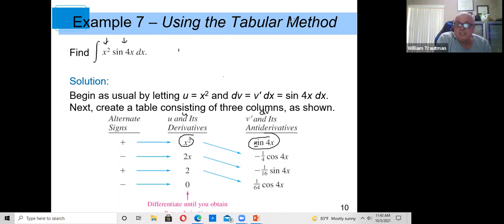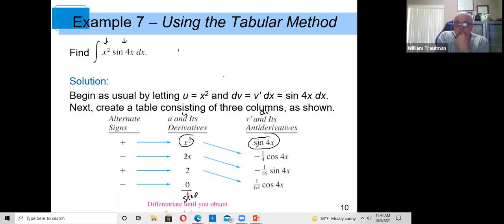And then all they say is just start taking the derivative. The derivative of x squared is 2x. The derivative of 2x is 2. The derivative of 2 is 0. Once you get to 0, you stop.